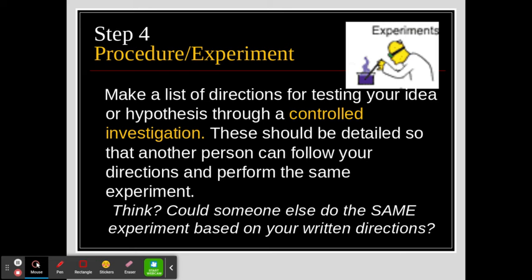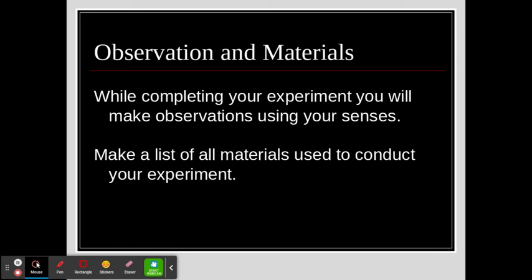So these should be detailed so another person can follow your directions and perform the same exact experiment. So all the tiny little details that you do in this experiment need to be recorded. It needs to be able to be replicated and get the same results by somebody else, whether in the field of science or just another student, just so that you can get clear-cut results to see if, in fact, your hypothesis can be supported or rejected. So think, could someone else do the same experiment based on your written directions? Okay, so you really need to provide a lot of detail when you're designing your procedure for your experiment.